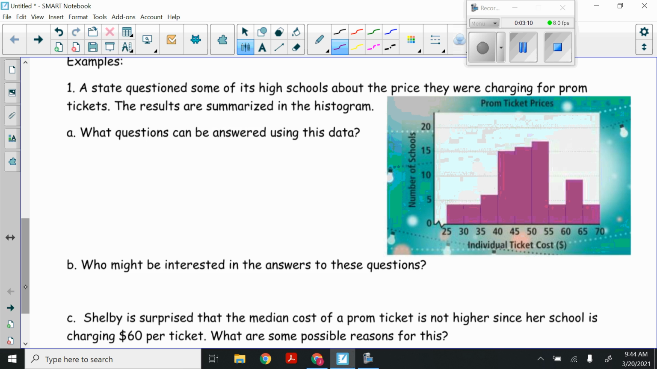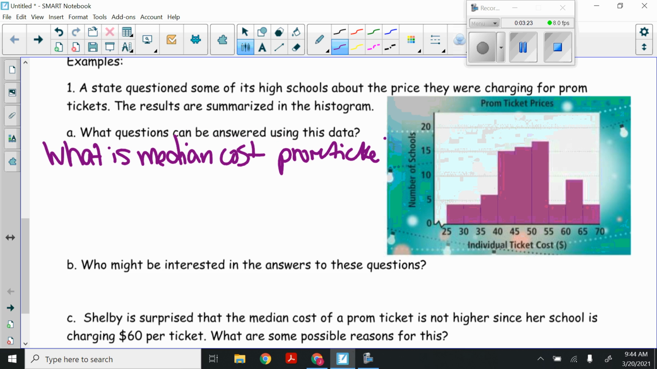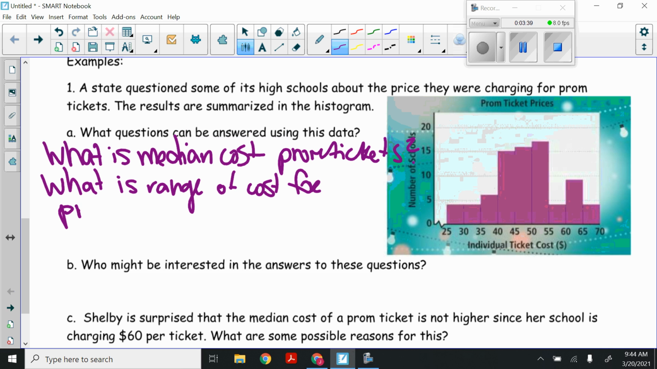We could answer, what is the median cost of a prom ticket? We could answer that with this graph. We could answer, what is the range of cost for prom tickets? Those are just two questions that we could answer using that data.